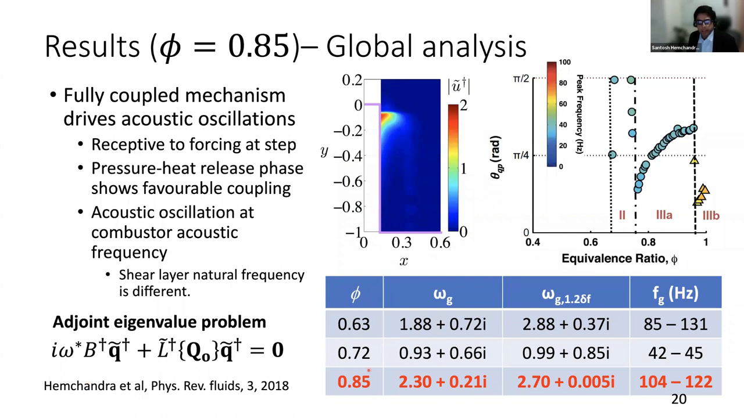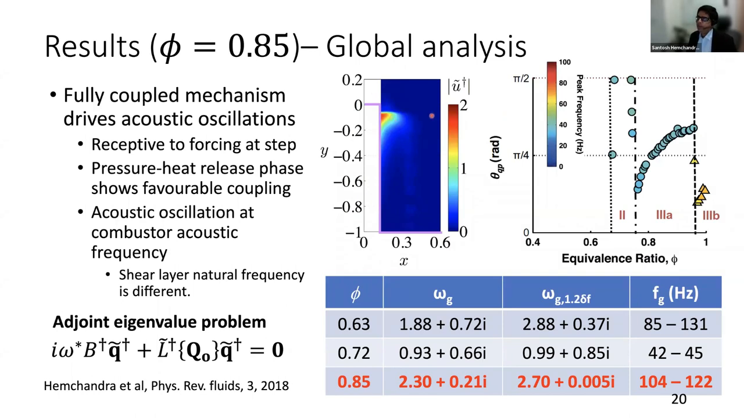But what you can then do is construct what is known as an adjoint mode by solving an adjoint eigenvalue problem for this particular mode. And what that does for you is reveal to you where this flow is receptive to forcing. So this is one of the components of the adjoint mode. This magenta line represents schematically the step. And you see just downstream of the step, you have this very large region of receptivity.